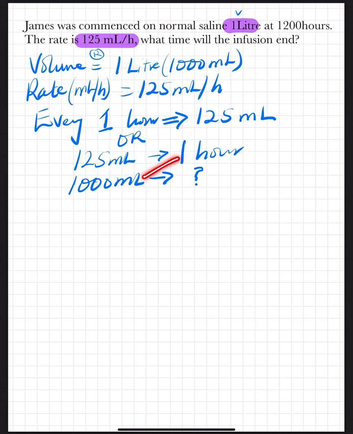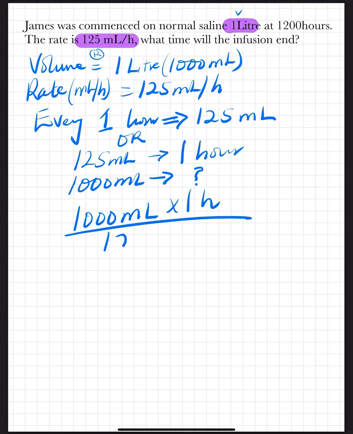So you could cross multiply this. You could say 1,000 times 1 hour divided by 125. It should give us how many hours we need. So it's 1,000 milliliters times 1 hour. Then you divide this by 125 mils. Remember, the mils and mils here will cancel.